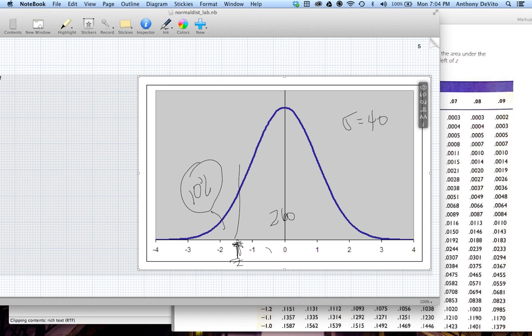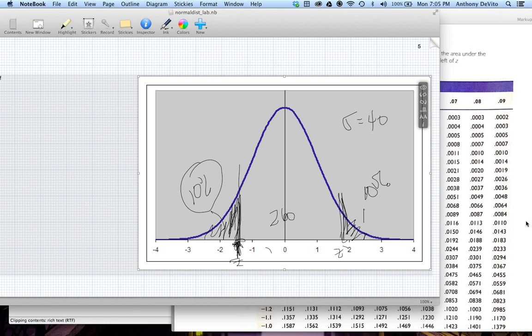So let me think about this. Lowest 10%. I need to know what z-score will give us a value of 10% to the left of that z-score. First of all, I know it's a negative number, because it's to the left of the mean. If I had asked you for the highest 10%, it would be a positive number because we'd be looking at this value up here, this area over here, 10%. They're going to be the same z-scores, aren't they? Because this is symmetrical. One's negative, one's positive.